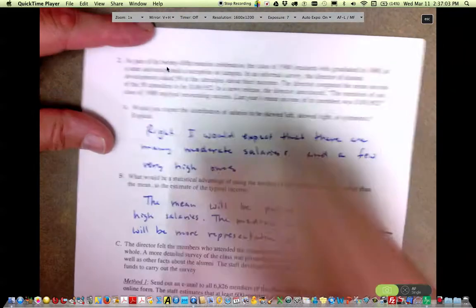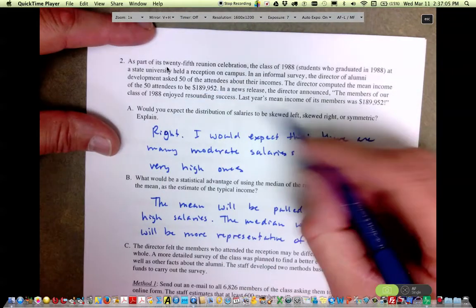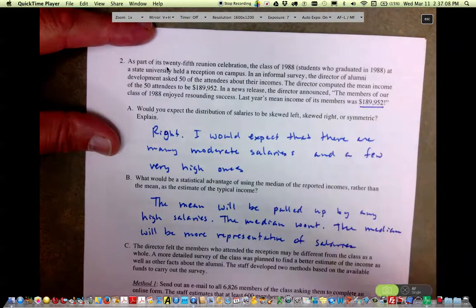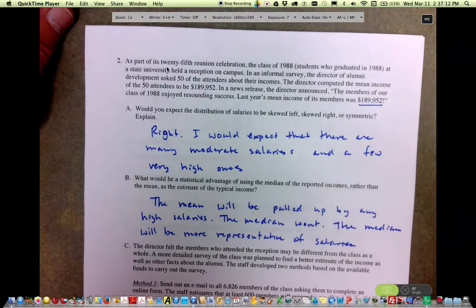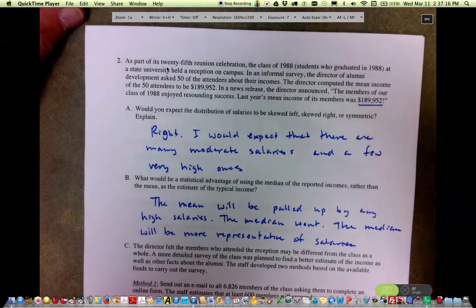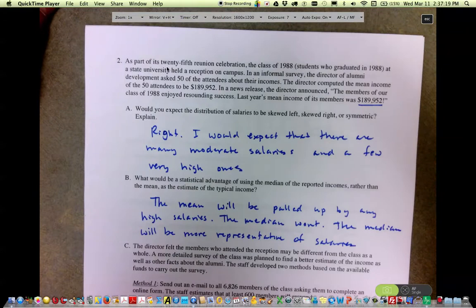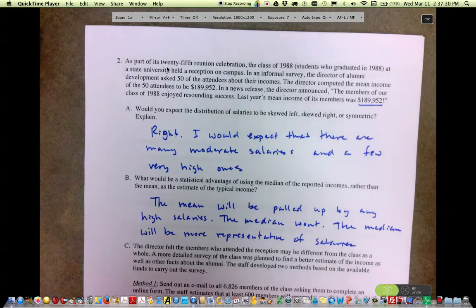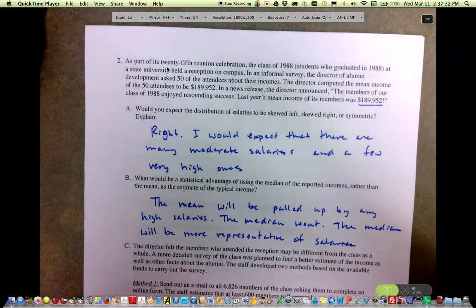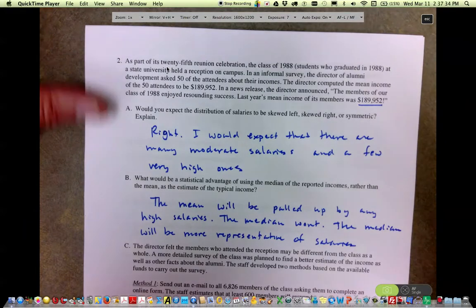All right, so I'm thinking that 189,000 is a fairly high average salary. And I'm guessing that probably there's a lot of people that are in that $100,000 to $200,000 range. But I would guess that because that average is so high, there's going to be a couple of people that are in the millions or several millions, which would mean that this distribution would be skewed to the right. Okay, and so that's why I'm thinking that this distribution is probably skewed right.